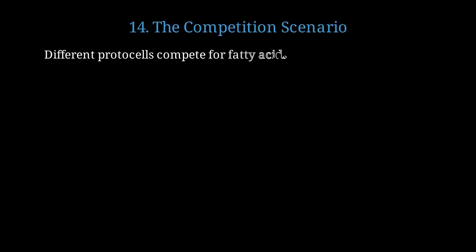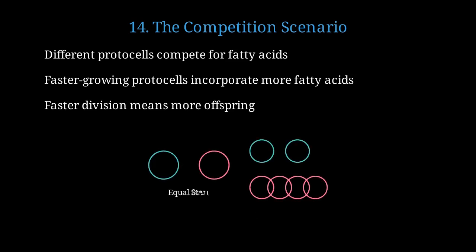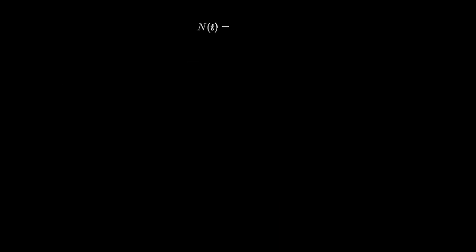Different protocells would compete for available fatty acids in the environment. Protocells that grow faster will incorporate more fatty acids from the shared pool. Faster division means producing more offspring protocells in the same time period. Starting with equal populations, faster dividing protocells produce more offspring and dominate the population over time. Population grows as n0 times 2 to the power of time divided by division time. Natural selection for efficient growth and division emerges naturally from this competition.